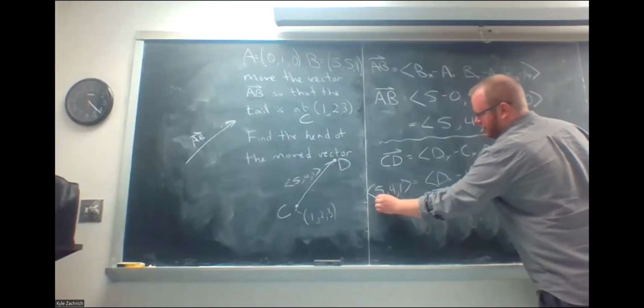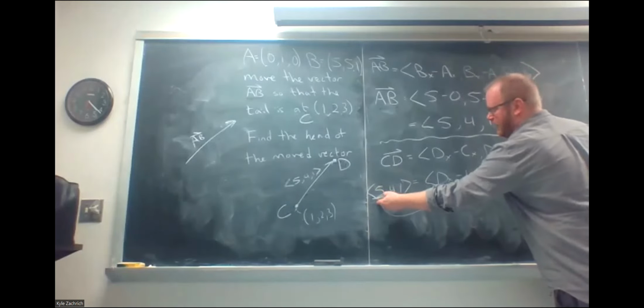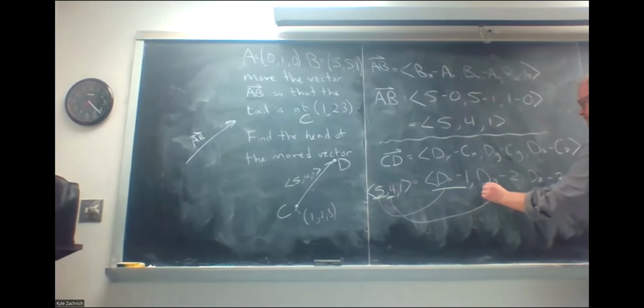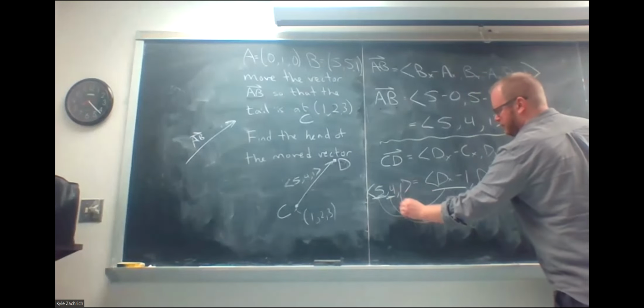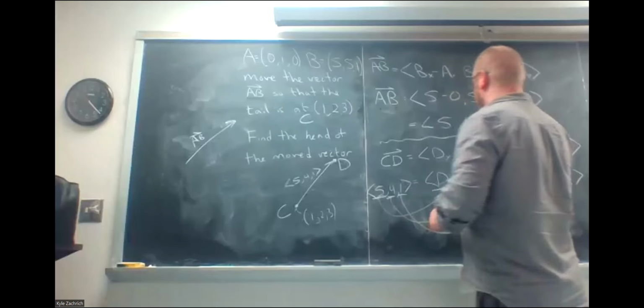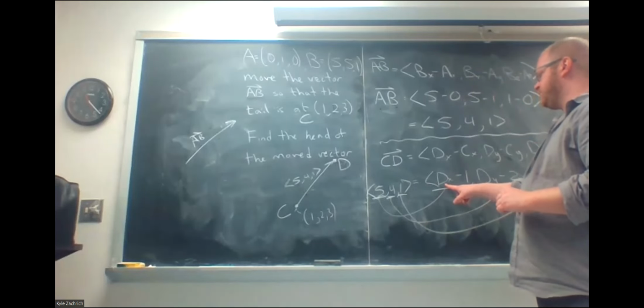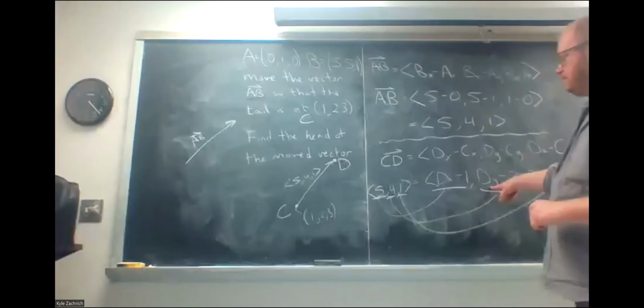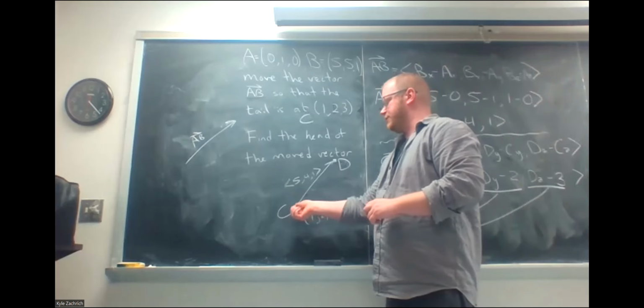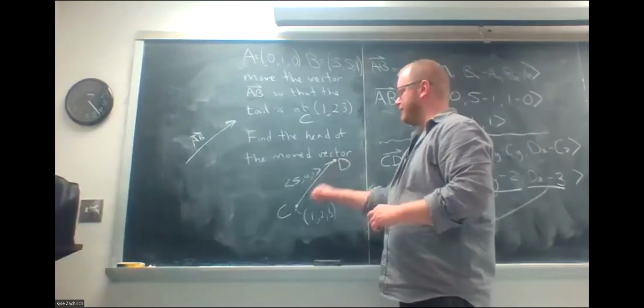The first equation says that 5 has to be equal to dx minus 1. 4 has to be equal to dy minus 2. 1 has to be equal to dz minus 3. So as it turns out, the point D is going to be equal to 6, 6, 4. And you can see that if you draw this diagram here, it adds up the same way.